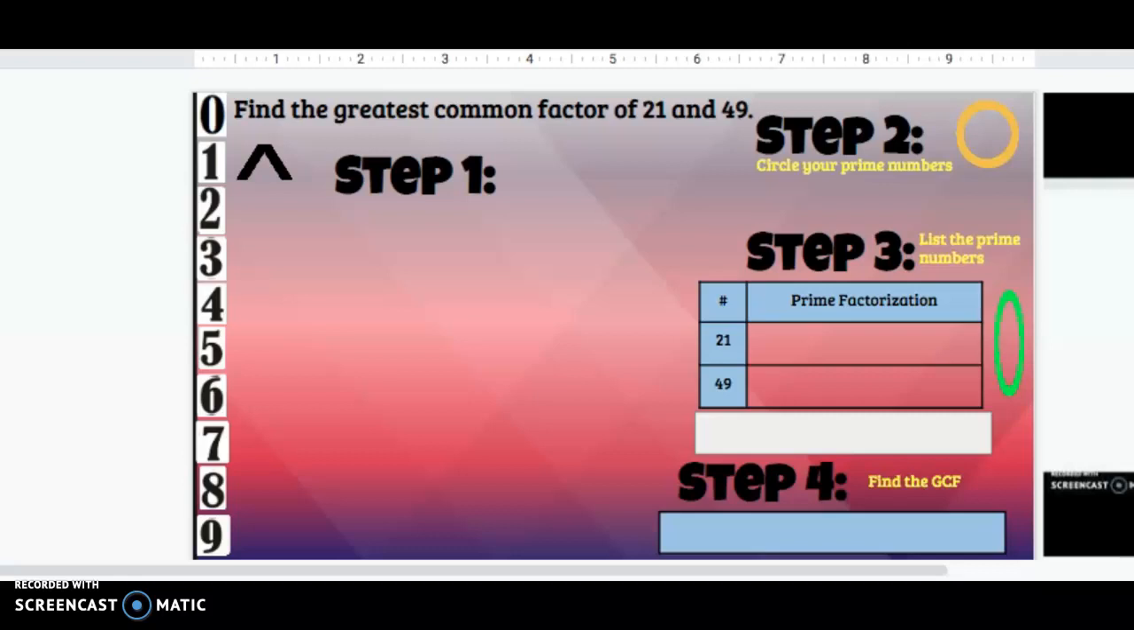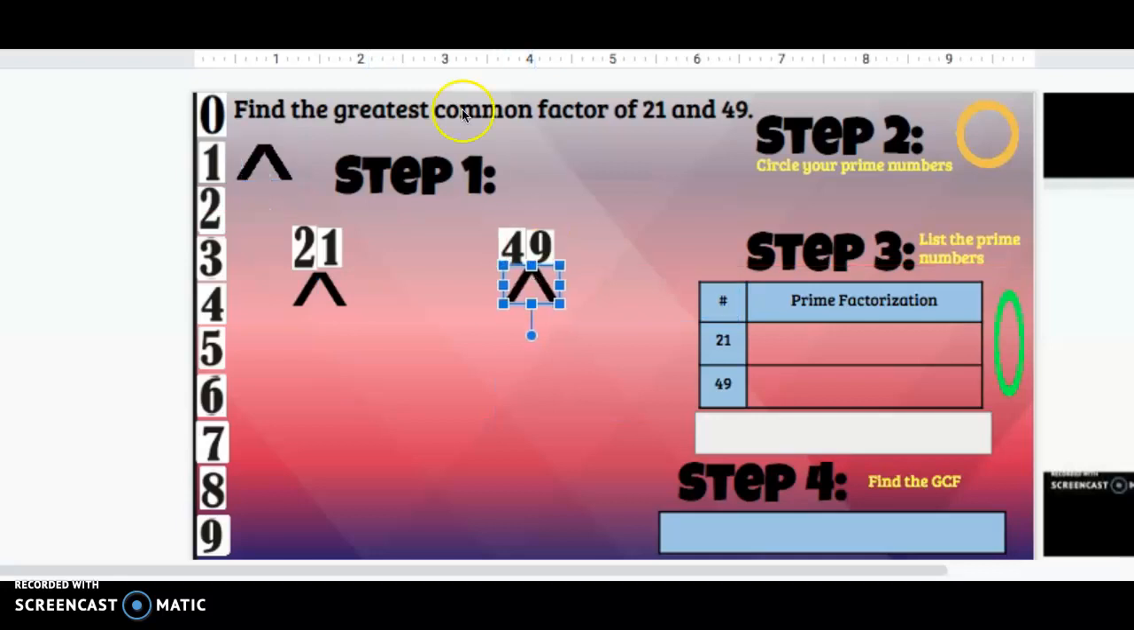All right, so let's now practice. So we are finding the greatest common factor of 21 and 49. You're going to start off by clicking and finding the prime factorization of 21 and 49. Okay, then I'm going to make my branches. Branches for 21, my branches for 49.